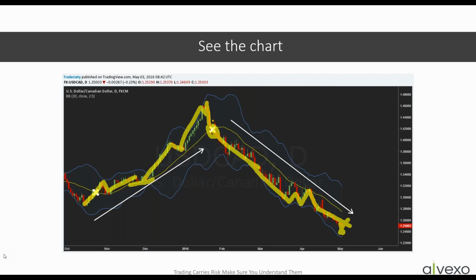So let's take a look at how you might incorporate Bollinger Bands and use these bands for your trade setups, your entry points, and your stop losses.